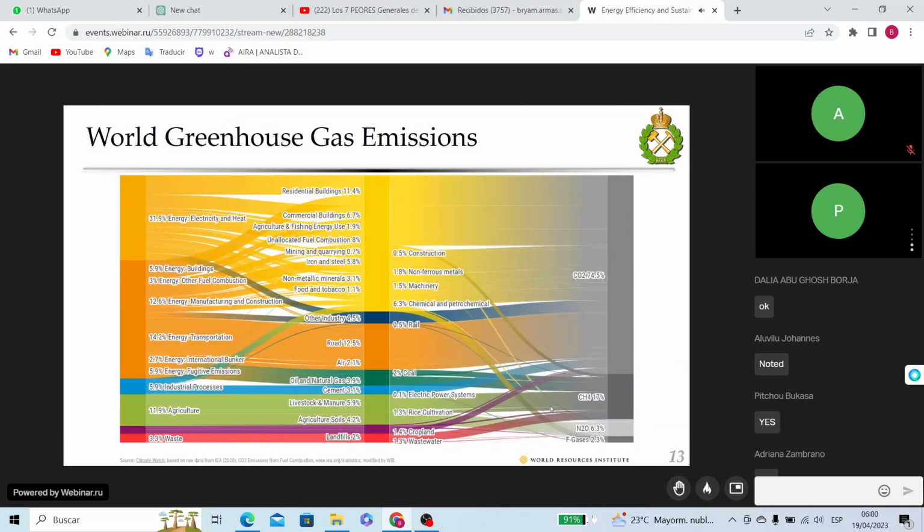We also see here that around 70% of all emissions come from the energy sector. That is why there is so much attention to it within the framework of the concept of sustainable development.